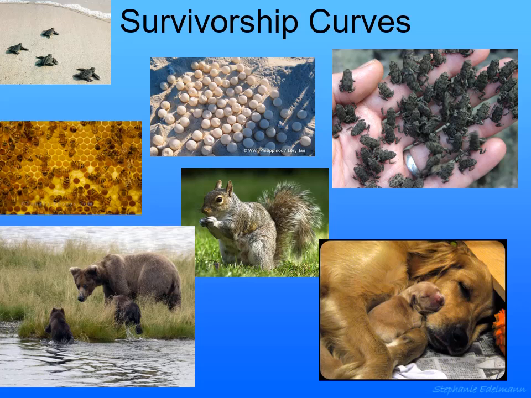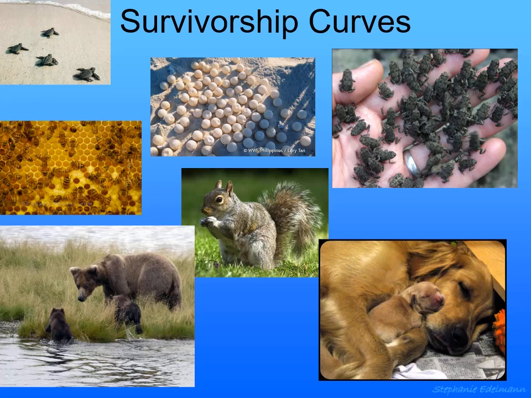And the other example we have on the bottom left is a bear. A grizzly bear also is a type 1 survivorship curve. They have very few young, but they take care of them. And because they take care of them, it's very likely that the bear cubs will survive, which is very similar to the way we do this with humans, right?